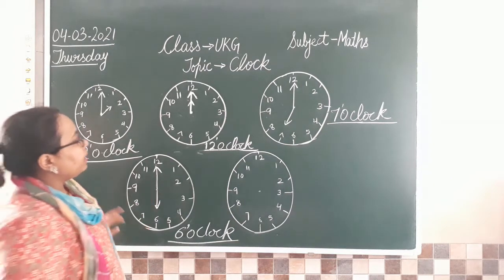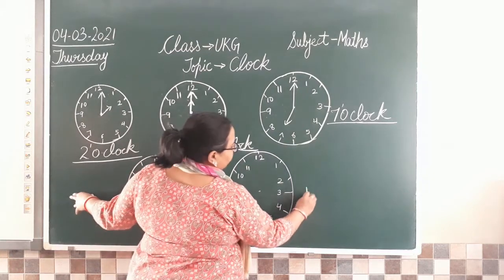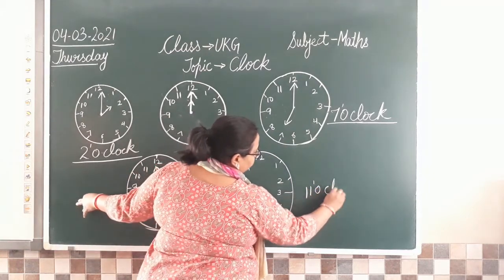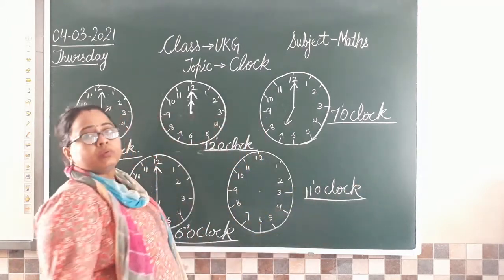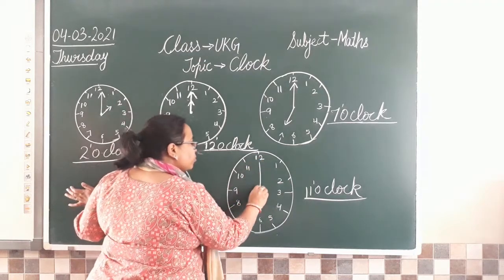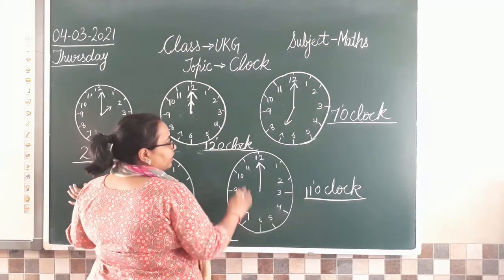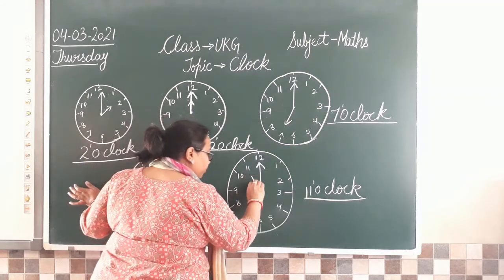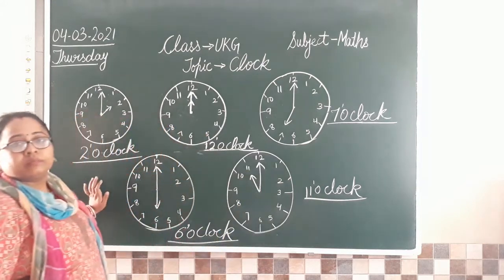Understood? And last one more. Show me 11 o'clock. Then what are you going to do? Again, long hand towards 12 and short hand 11 पे होगा. Very good. Like this, it's 11 o'clock.